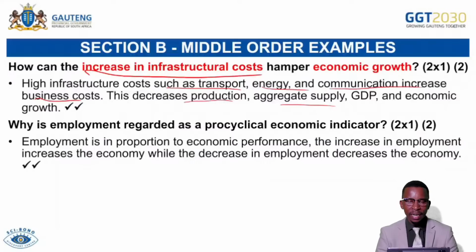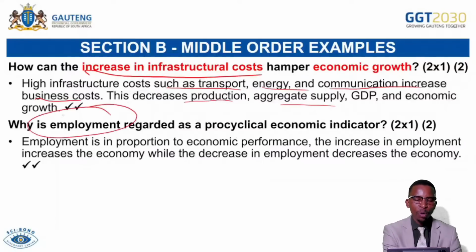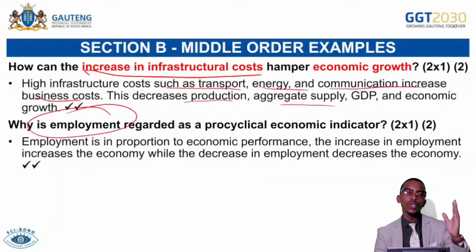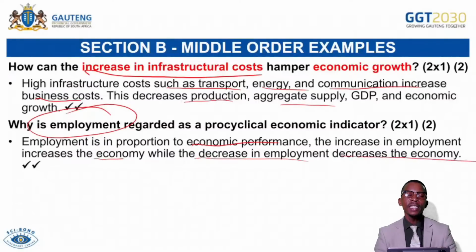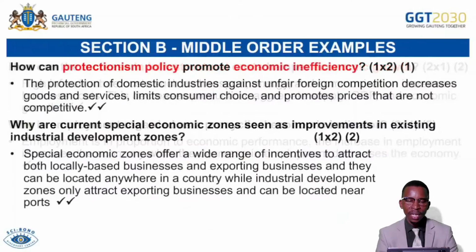Why is employment regarded as a pro-cyclical indicator? Remember, if we talk about pro-cyclical indicators, they are in proportion to the economic performance. Should employment increase, we are highly expecting economic growth. So employment is in proportion to economic performance. The increase in employment increases the economy, while the decrease in employment decreases the economy. So it is regarded as a pro-cyclical indicator for that reason.